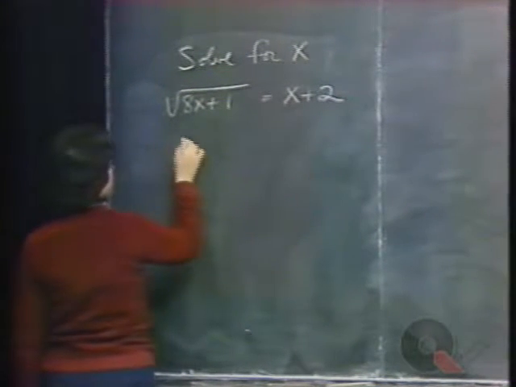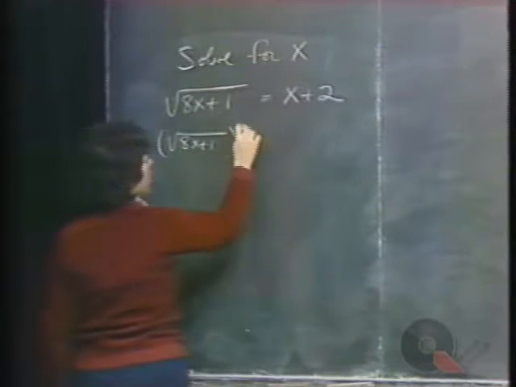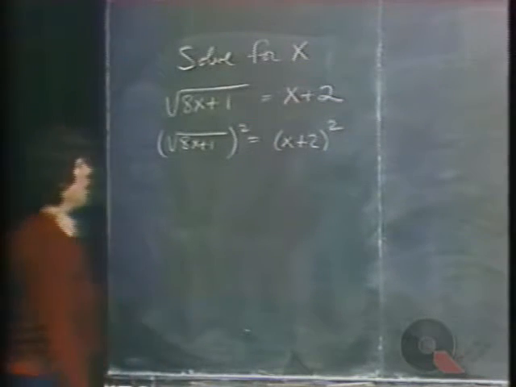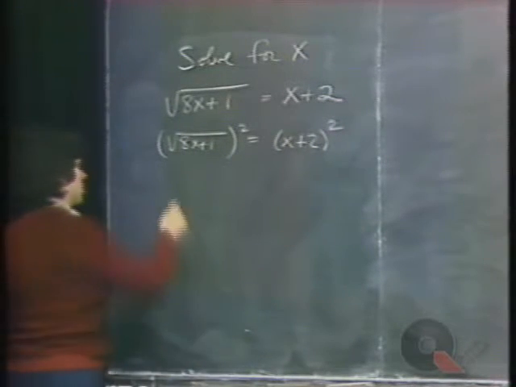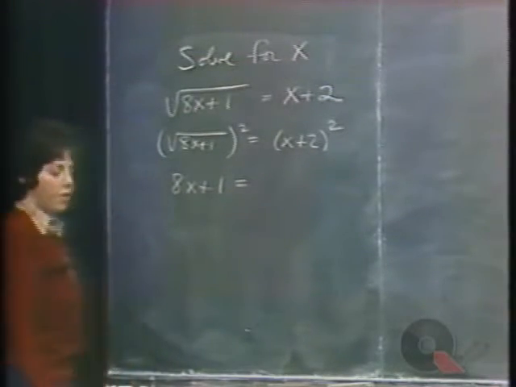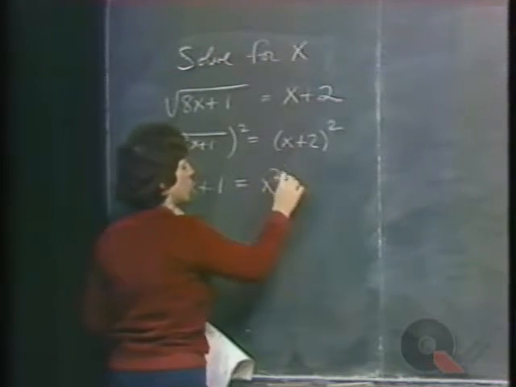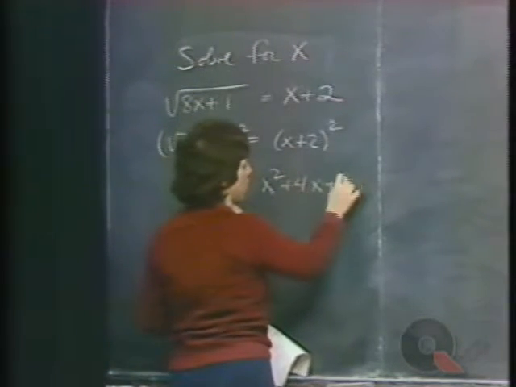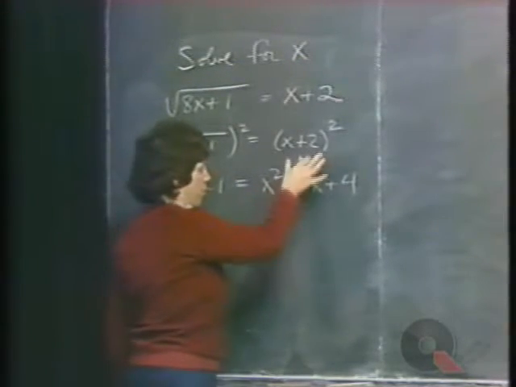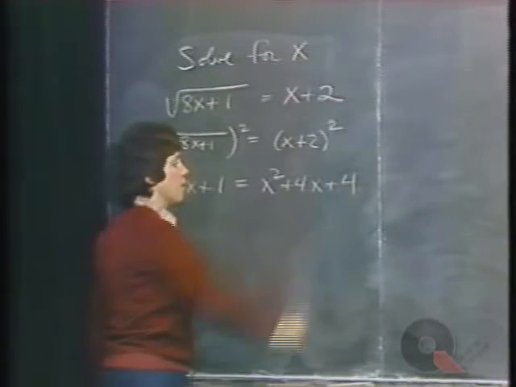And in doing so, we get the square root of 8x plus 1, squared, is equal to x plus 2, squared. On the left, the square root of 8x plus 1 squared just leaves us with 8x plus 1. And on the right, squaring x plus 2, it's x plus 2 times x plus 2, we get x squared plus 4x plus 4. So we have to multiply a binomial by a binomial. It's not just x squared plus 4, it's x squared plus 4x plus 4.